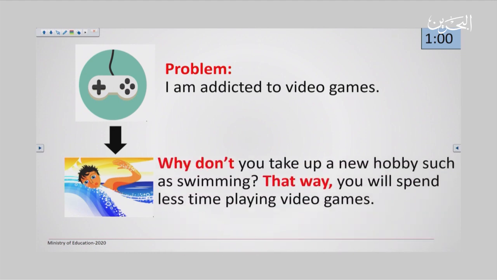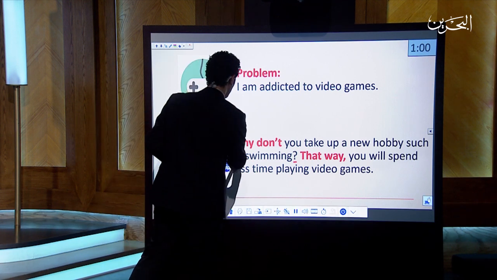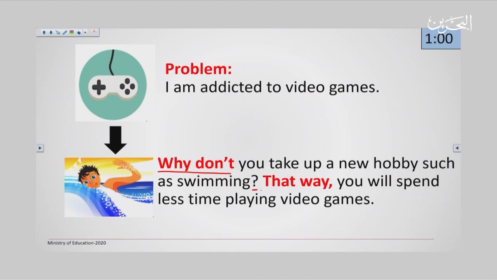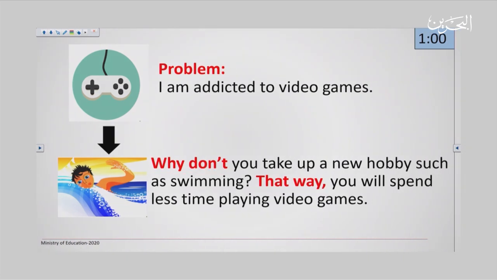All right, let's have a look. So here's the sentence. Why don't you take up a new hobby such as swimming? And remember, we have a question mark here because we started with why don't you? And the justification is that way you will spend less time playing video games. So as you can see, we use the two expressions, one for the suggestion and one for the justification. And your sentence now sounds more appealing. All right.